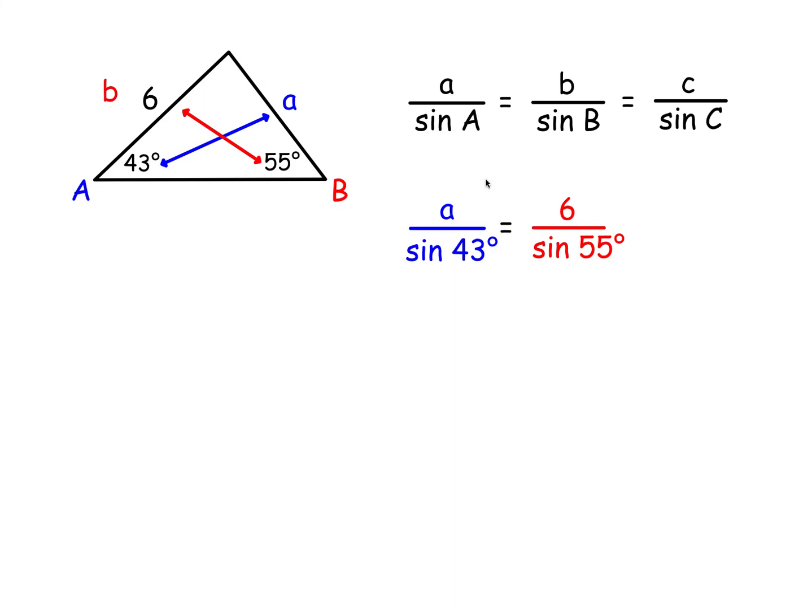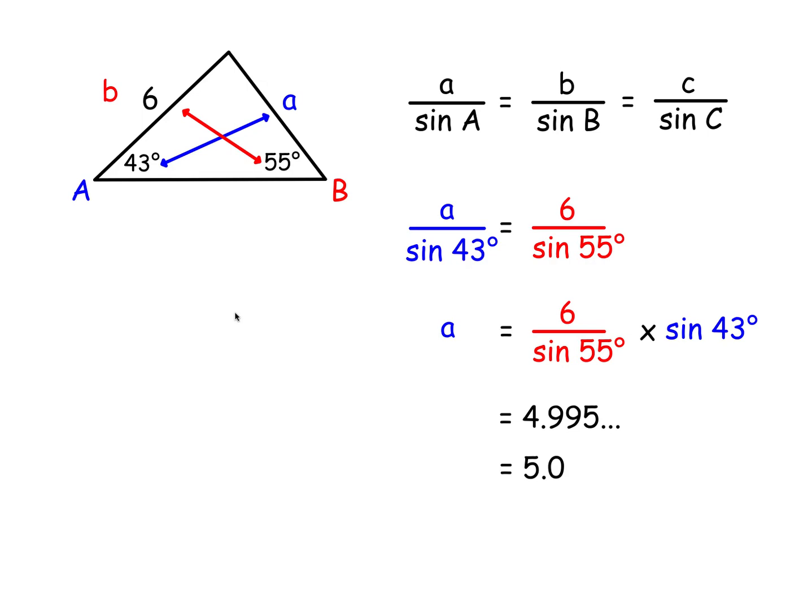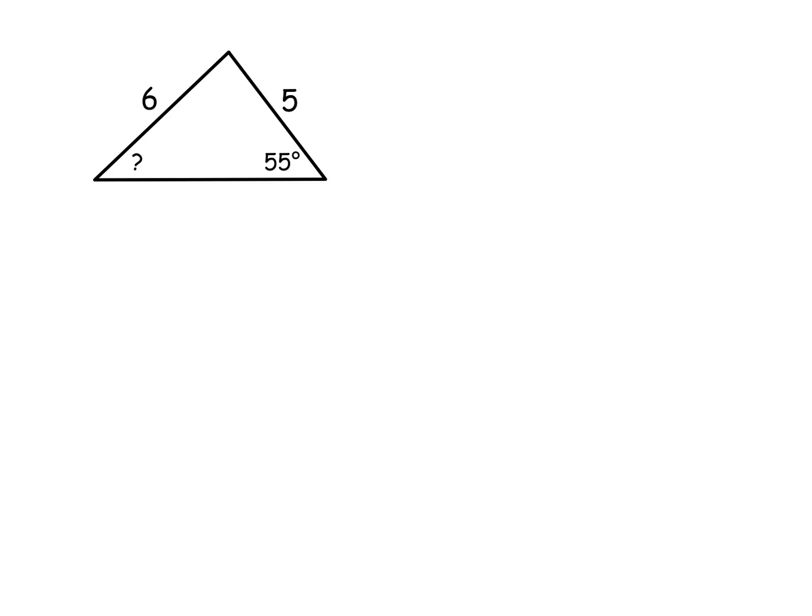That's a pair of ratios. They're equal. Division by sine 43 on the left becomes multiplied by sine 43 on the right. Put that in the calculator. It's rounded off to 5.0. Four lines of working. This pairing, angle and opposite side, tells you sine rule. Same in the next question. Same triangle. Angle and opposite side, sine rule, working out a missing angle.